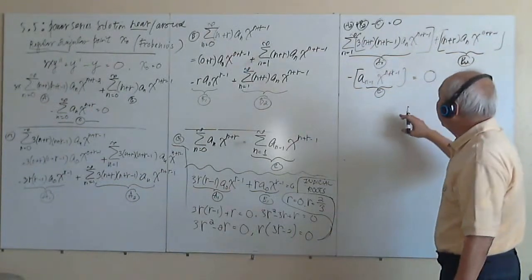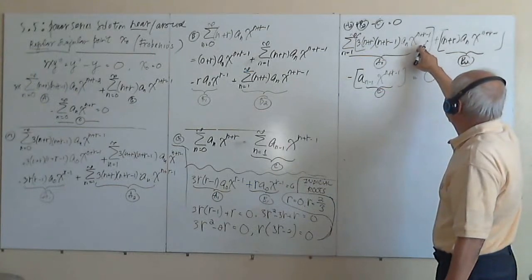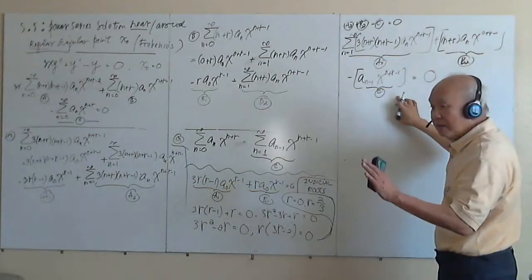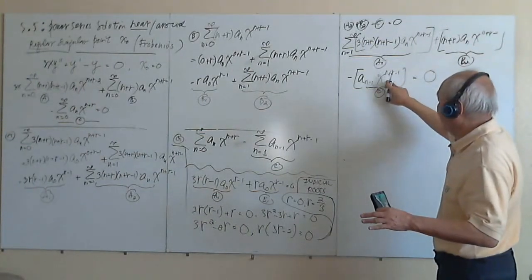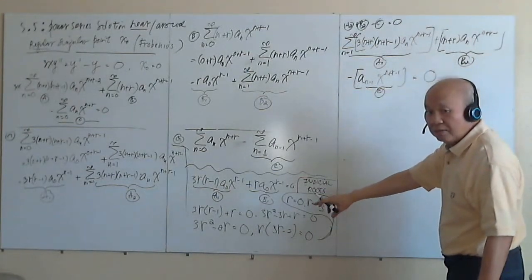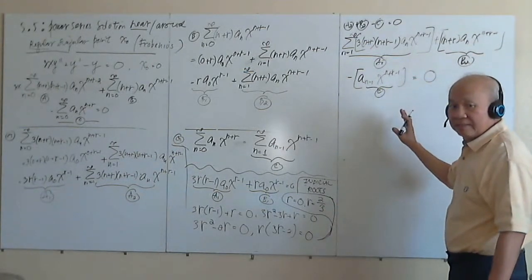So it is safe to cancel out, to take out x raised to the power n plus r minus 1 from the first, second, and third terms. Yes, because I am not looking for the solution or the zero in terms of x. Here I am looking for the root in terms of r, so you are not supposed to cancel out. Does that make sense or not?